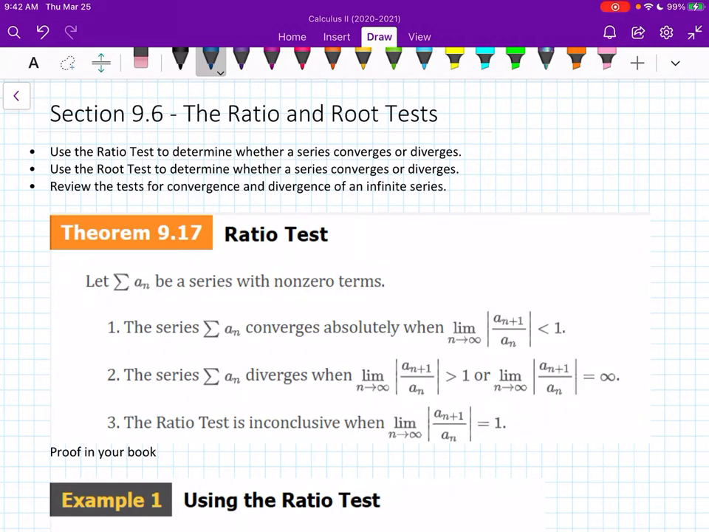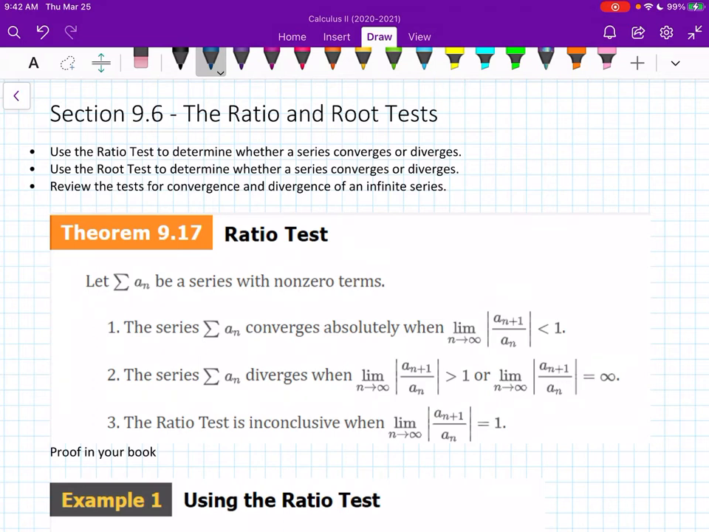So let's get started. The first test we're talking about is the ratio test. If we have an infinite series with non-zero terms, the ratio test says that the series will converge absolutely when the limit as n goes to infinity of the absolute value of a sub n plus 1 over a sub n is less than 1. The series diverges when that limit is greater than 1 or infinite.